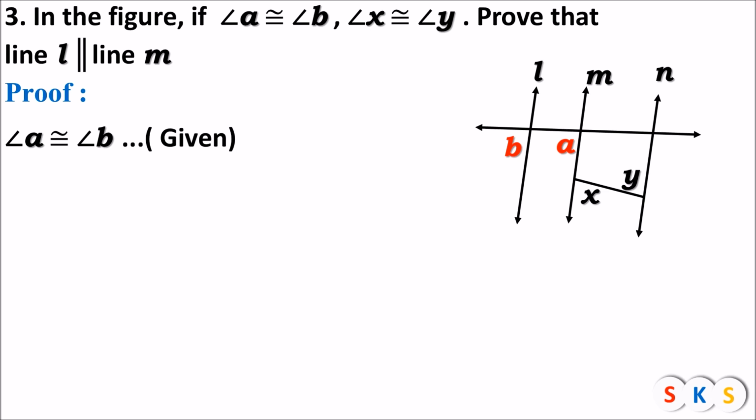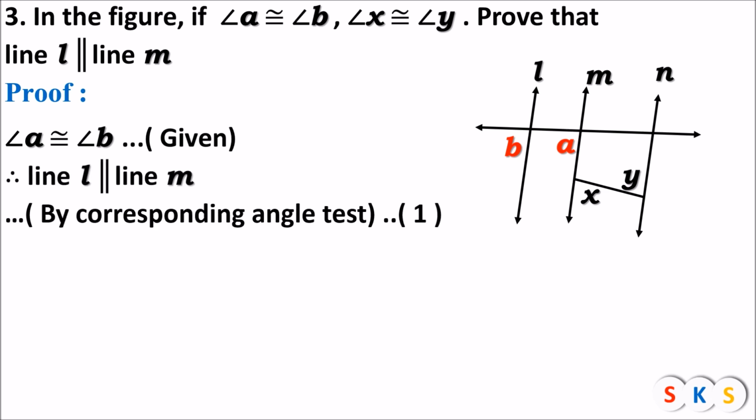And we know if the corresponding angles are congruent, then the lines are parallel. Correct? So which two lines will be parallel in this figure? Line L and line M, since the corresponding angles formed by them are congruent. Therefore line L is parallel to line M by the corresponding angle test. It's equation number 1. Angle X is congruent to angle Y. How did we come to know? It's also given. Look at this figure. Can you find angle X and Y in this figure?